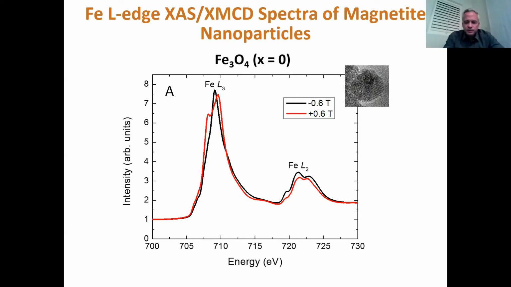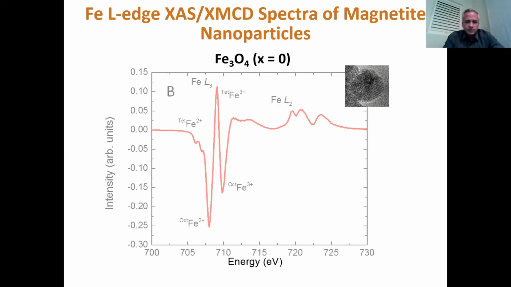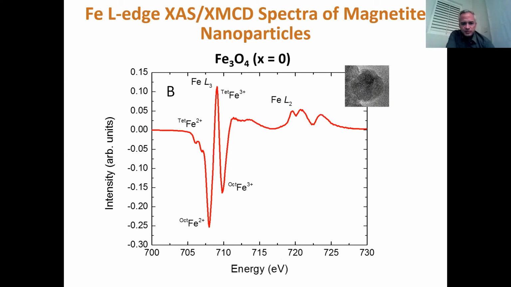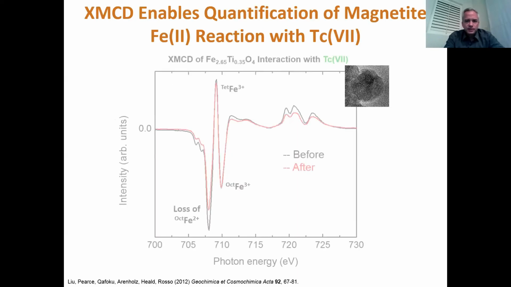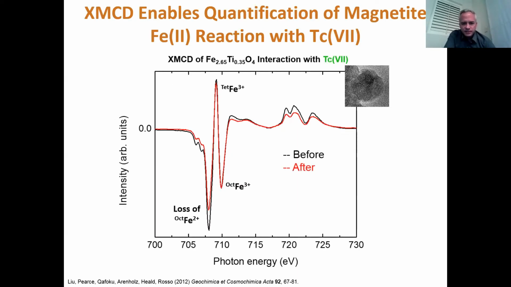So if you subtract those 2 spectra, you get an XMCD spectrum that looks like this, and it basically just goes to show that among the 4 types of iron sites that exist in the magnetite sublattice, we can basically see them all. We can differentiate them in terms of their valence and also whether they're in a tetrahedrally coordinated site or an octahedrally coordinated site.